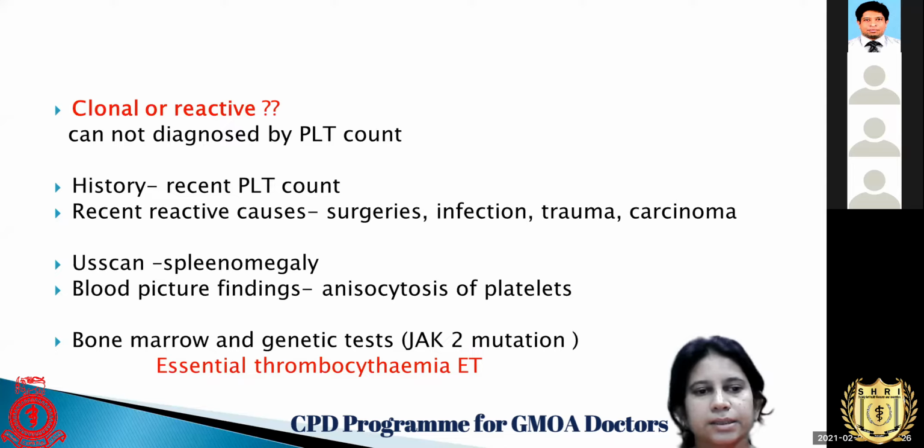And take the history of recent reactive causes like surgeries, infection, trauma, carcinoma. If there's a history, then you are more towards reactive causes. When you see that much of a high platelet count, you have to perform an ultrasound scan. This patient has splenomegaly and blood picture findings of anisocytosis, which are more in favor of a clonal disorder. To confirm, you have to do bone marrow and genetic tests. JAK2 may be positive. So this lady's diagnosis was ET, essential thrombocythemia, from time to time obstructing the retinal arteries.